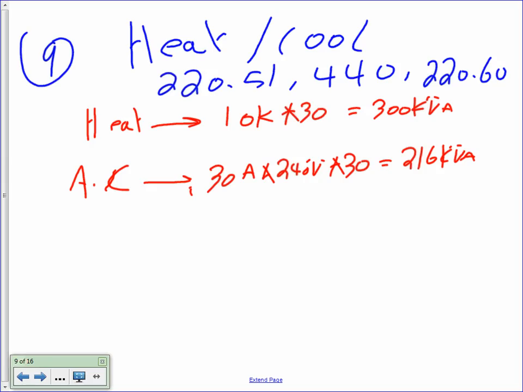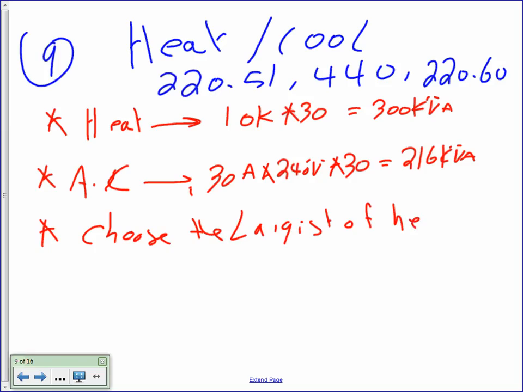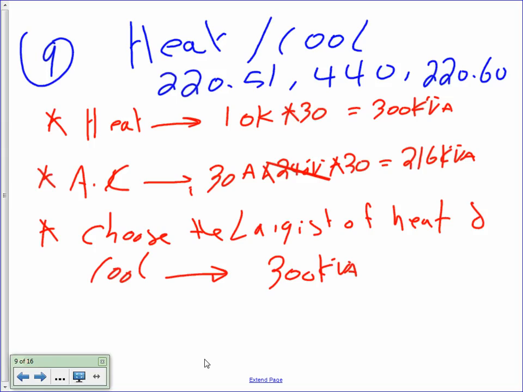Cool? So then what do you need to do? So this is my heat. Then the next step is choose the largest of heat and cool. Okay, so what was the largest of the two? 300 kVA, which is the heaters. So what do we do with this one? We highlight it in black and we put stars next to it.